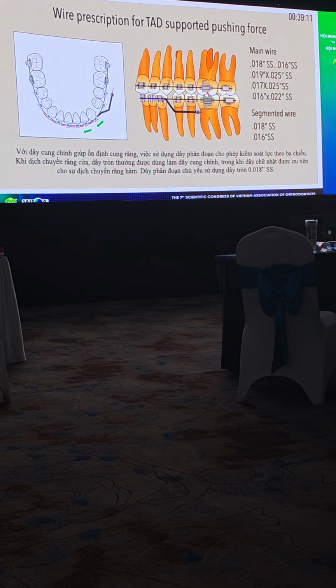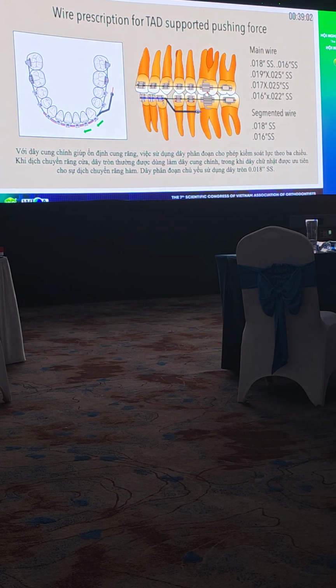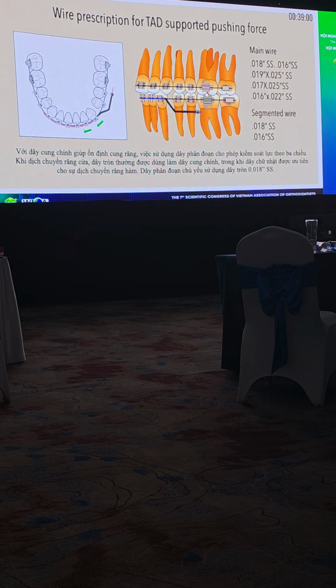With the main arch wire stabilizing the dental arch, the use of segmented wire allows for three-dimensional controlled force. When moving the incisors, round wire is typically employed as the main arch wire, while rectangular wire is preferred for molar movement. Segmented wire is primarily 0.018 stainless steel round wire.